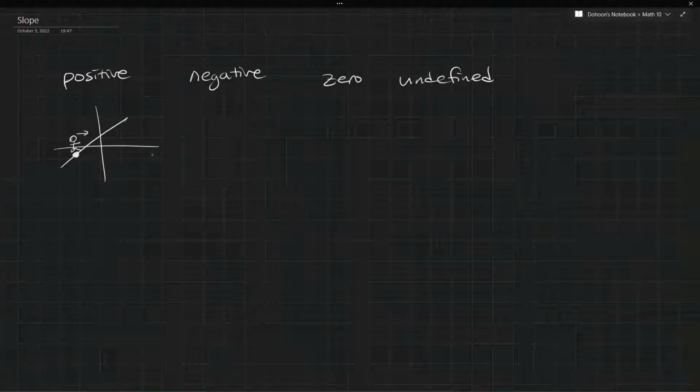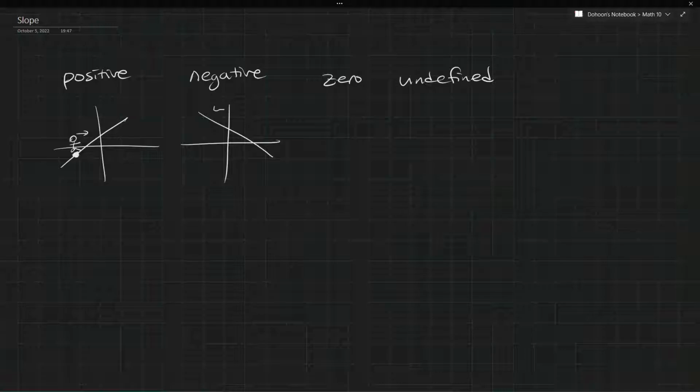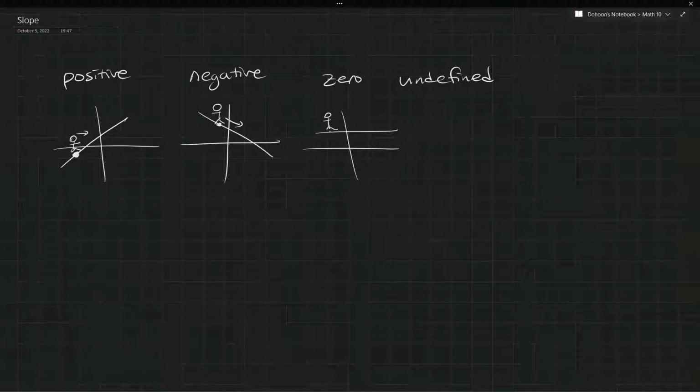Okay, uphill means positive. On the other hand, if I'm going down like that, still standing here, I have to go down. Down means negative. So this is an example of where the slope is negative. The next one is more obvious. If I have a line like that, and if I'm standing here, well, we're going nowhere. We're not going up or down. There's no up or down. So therefore, the slope is zero in this case.